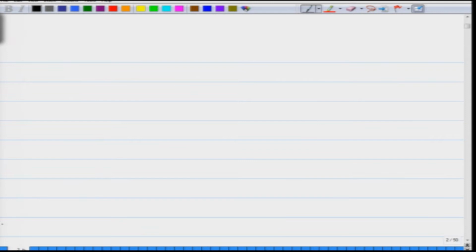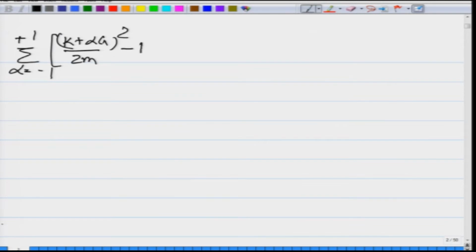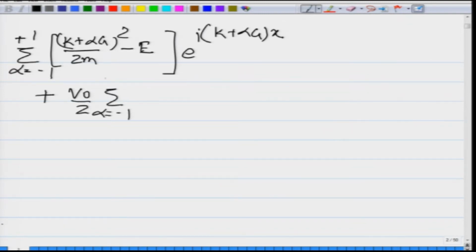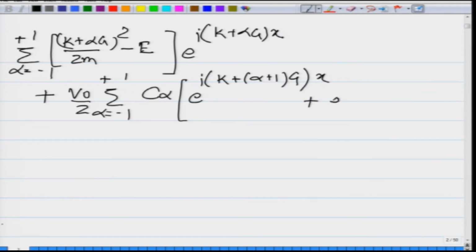Now, if we take the energy term to the left hand side, what will we get? We will get the summation from alpha equals -1 to +1 of (k + alpha G) whole square by 2m minus E, c_alpha e to the power i(k + alpha G)x, plus V0 by 2 summation again going over the same range of c_alpha, e to the power i(k + alpha + 1)Gx plus e to the power i(k + alpha - 1)Gx, equals 0.